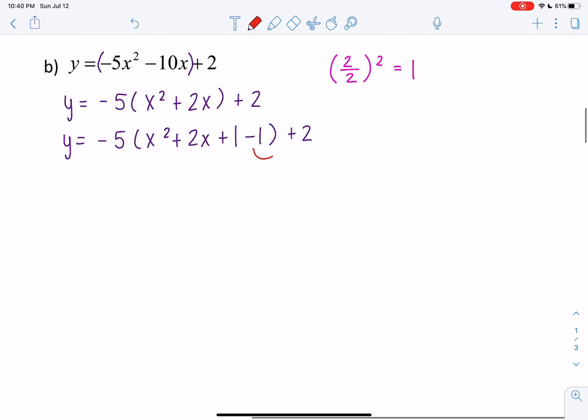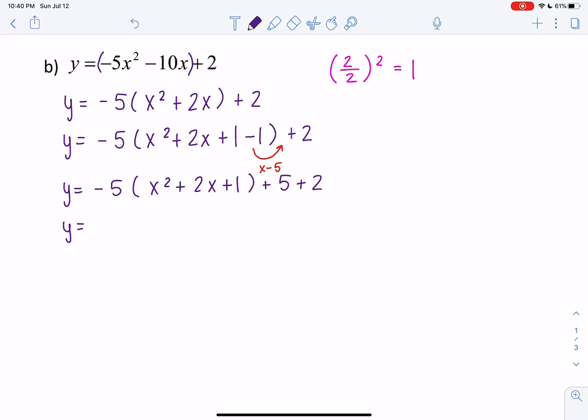Next, we have to take that negative 1 out of the equation. Now, if I look, this 5 would have been distributed into the brackets, and it's multiplied by that whole bracket, including the negative 1. So as it leaves, we need to multiply it by that negative 5 to account for it being in front of the whole bracket. So we have negative 5 times x squared plus 2x plus 1. And when that negative 1 leaves, it's multiplied by negative 5. So that would give us 5 and 2.